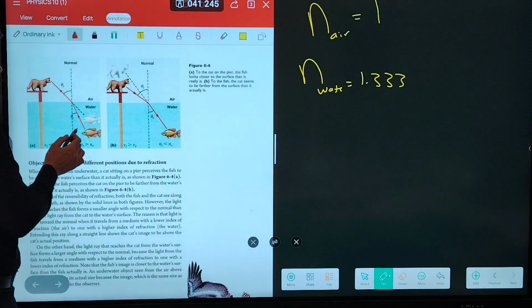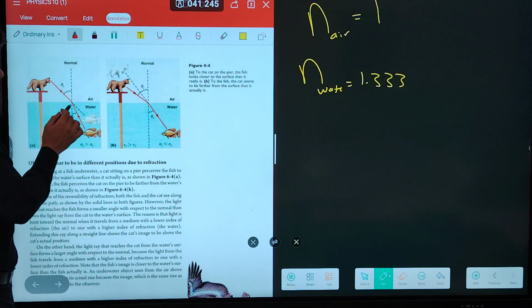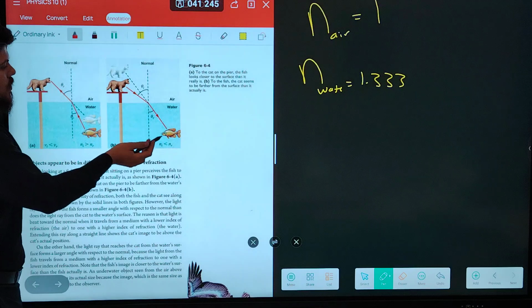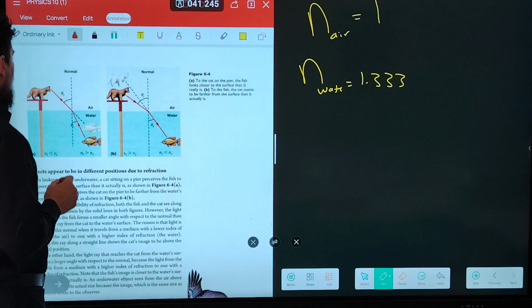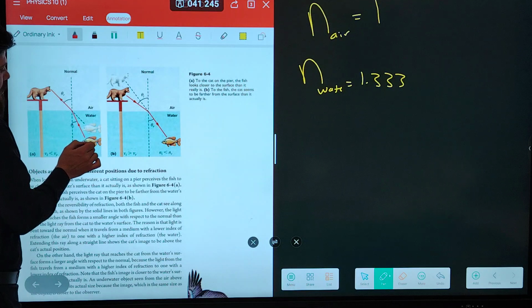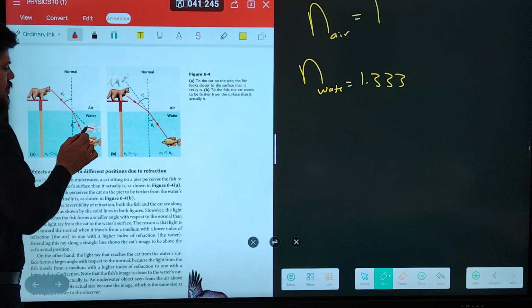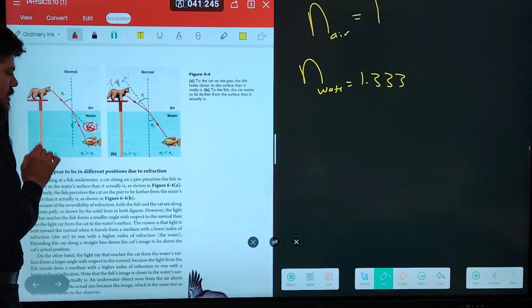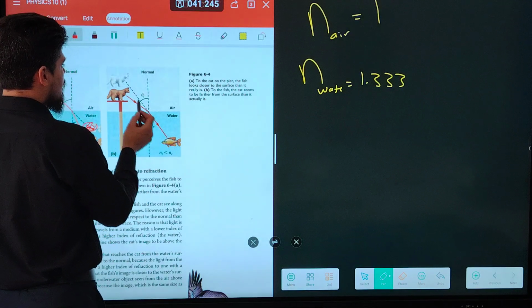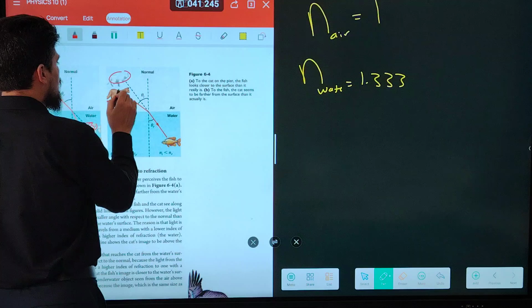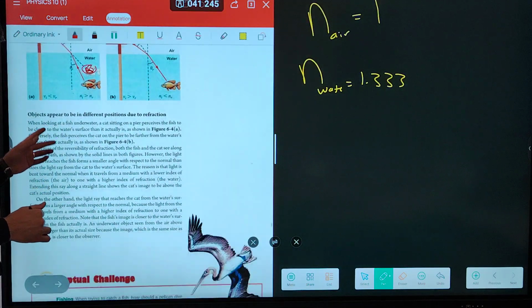This is the same thing we studied: from air to water, the light bends toward the normal, but from water to air, it bends away from the normal, okay? So the actual position of the fish is here, but the cat sees the fish here. Actually the fish is not here, because of the refraction. Likewise, the fish sees the cat here, but actually it is not here, it is away from the normal, okay?